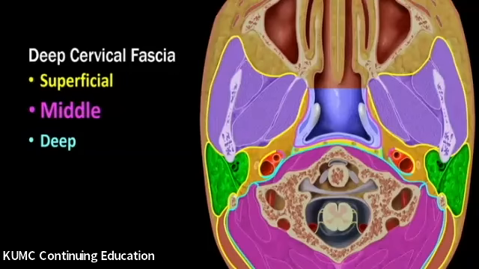And then we have the middle layer of the deep cervical fascia, which encases the pharyngeal mucosal space in the suprahyoid neck and the visceral space in the infrahyoid neck. It's designated in magenta on the drawing. And then we have the deep layer of the deep cervical fascia, which encases the paraspinous muscles and forms the perivertebral space.